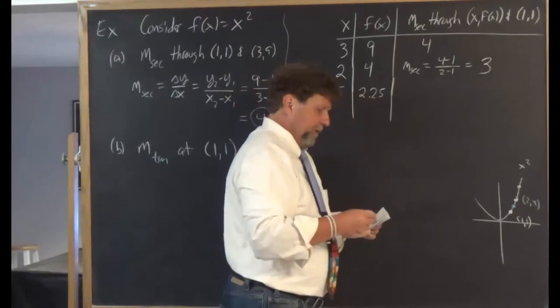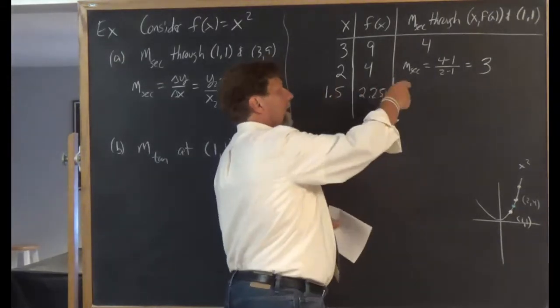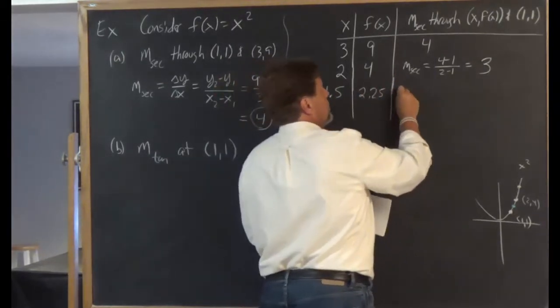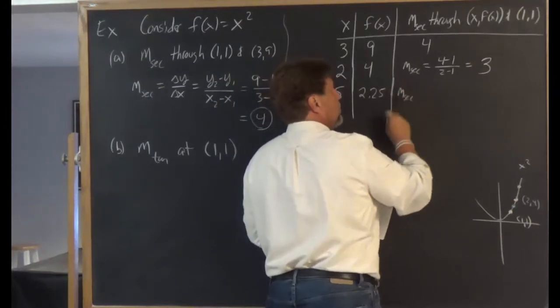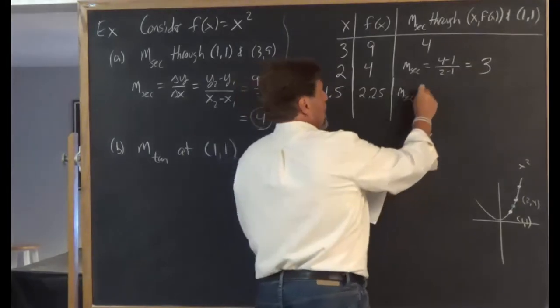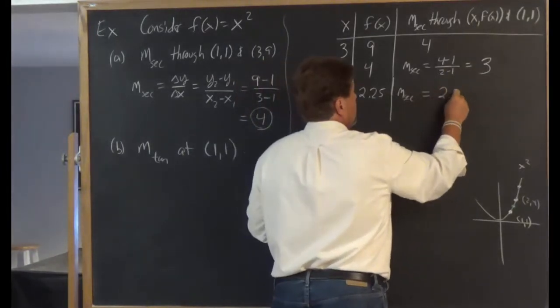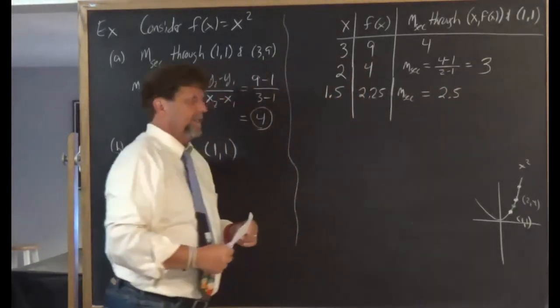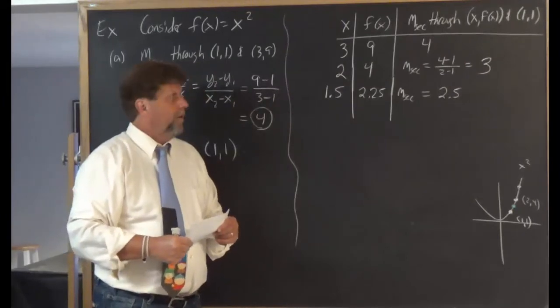But let's find the slope of the secant line. If I do my change in y over change in x, y sub 2 minus y sub 1 over x sub 2 minus x sub 1, I would get the slope of that secant line to be 2.5.